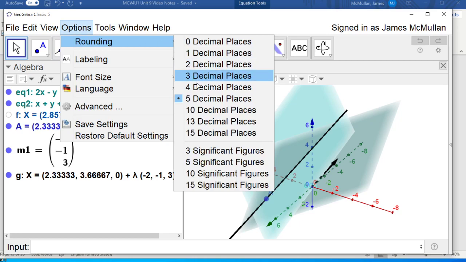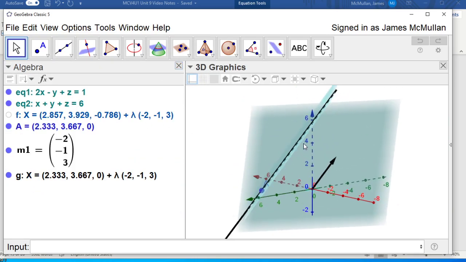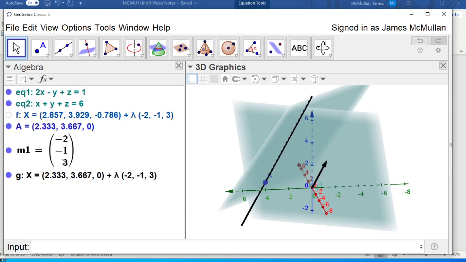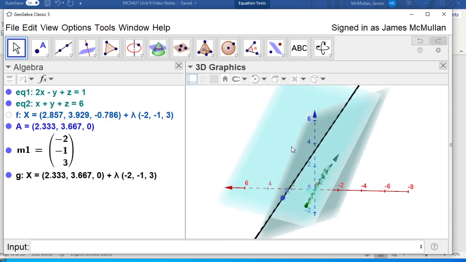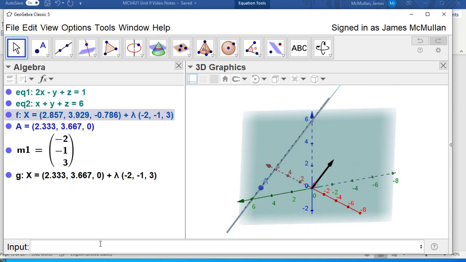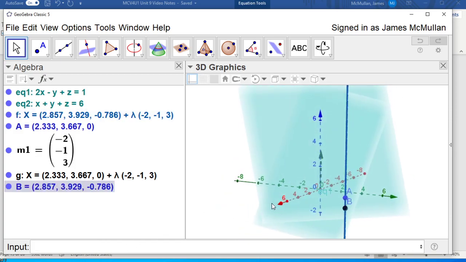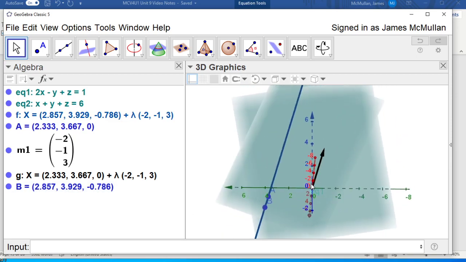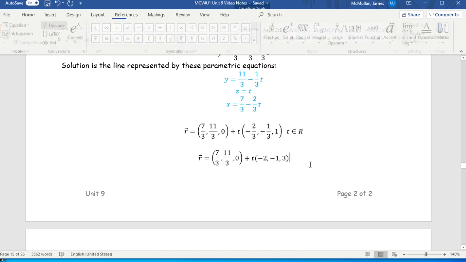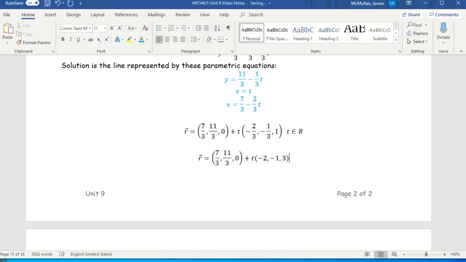But anyway, it doesn't matter. They're both right. Both of them are the equation of the same line. They just picked a different point to start at, but a line with a point and a direction vector is still the same thing, right? It's just their point is somewhere else. Let's draw their point. 2857, 3.929, negative 0.786. So, they just picked point B. They just picked this point down here instead of the point I picked, right? So it's a bit different. Same answer though. So how do you do this, right?